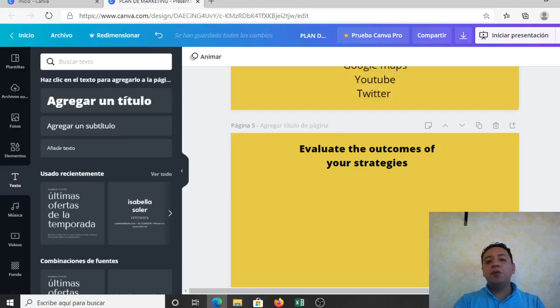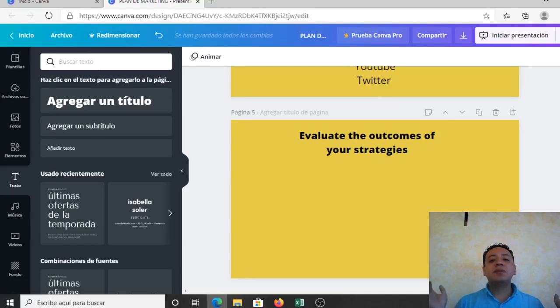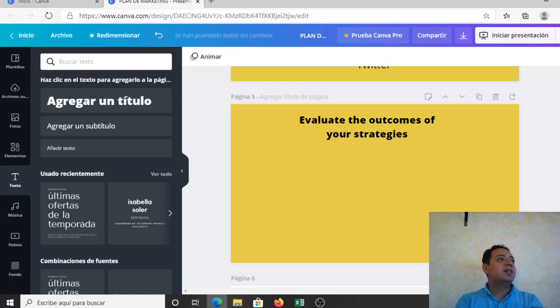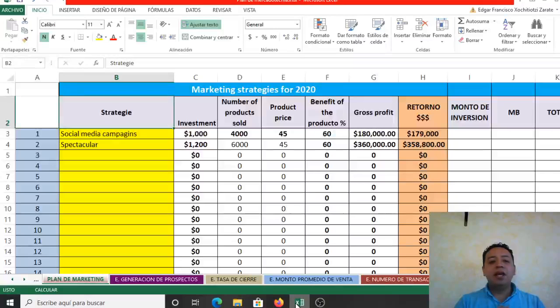And now you have to evaluate the outcomes of your strategies. This is the most important part, because if you don't measure every strategy, you're going to waste money. So here I have an Excel where you can evaluate all your strategies.